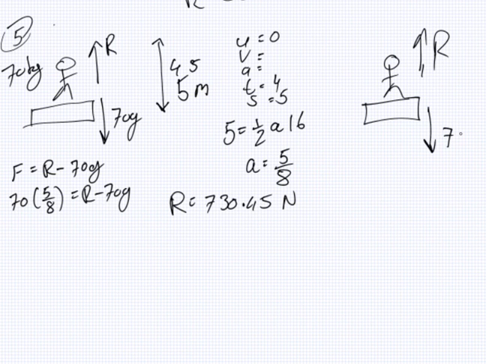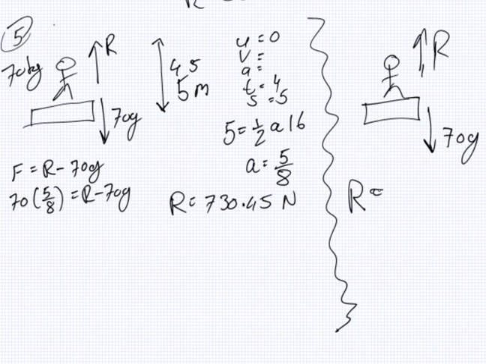Now, if this man was just standing still, not moving, then what does R equal? It should just equal 70g if he's not moving, right? So here R should equal 70g. So the reaction force should be 686.7 newtons.